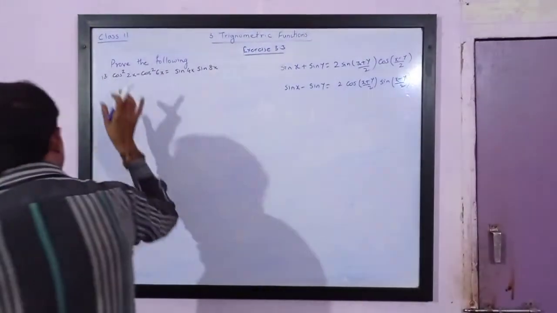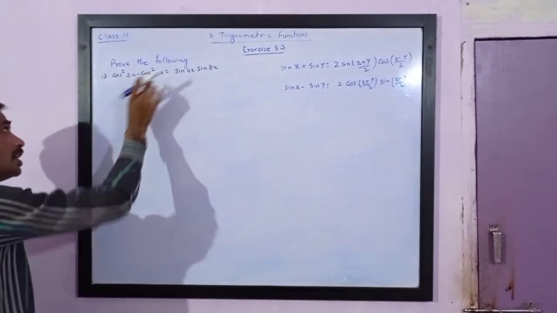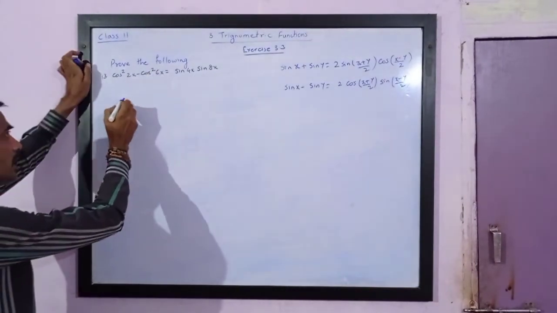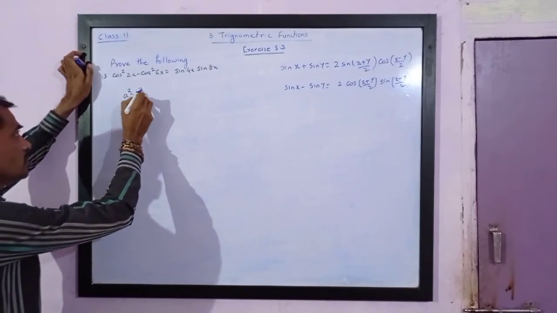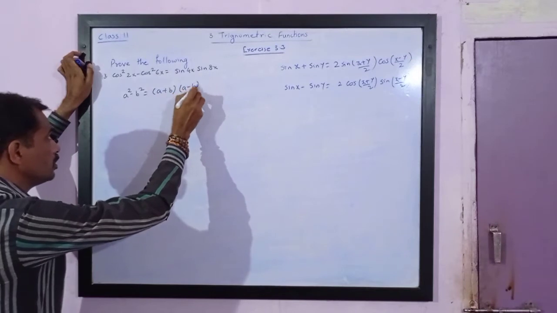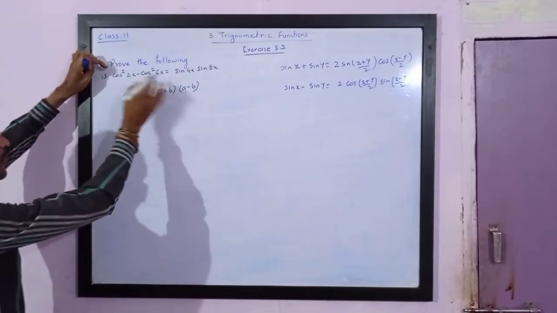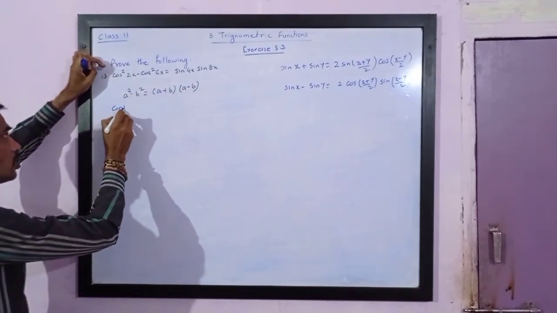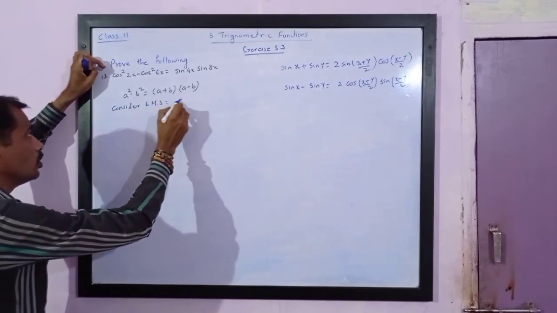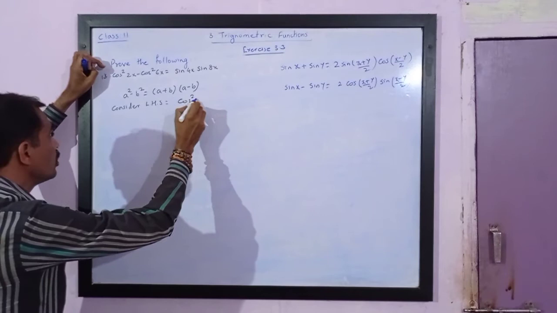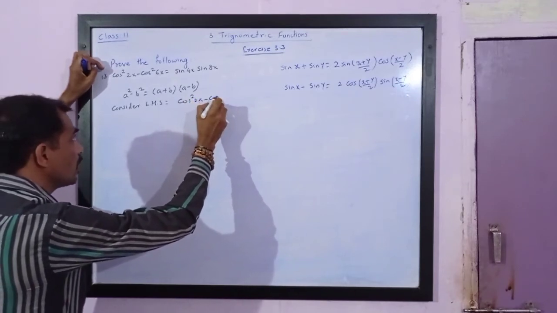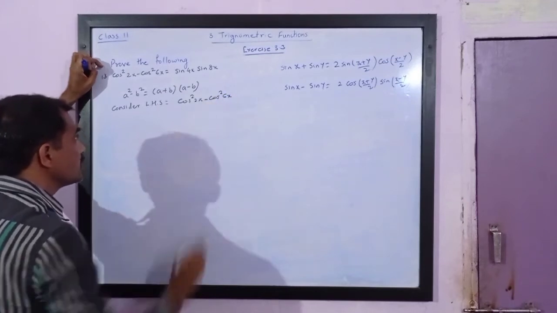Please note here, the first term is also a square, and the second term is also a square. So we first use our algebraic identity, that is a square minus b square is equal to a plus b into a minus b. For using this, we are going to consider LHS. So first consider LHS. Now LHS is equal to cos square of 2x minus cos square of 6x.